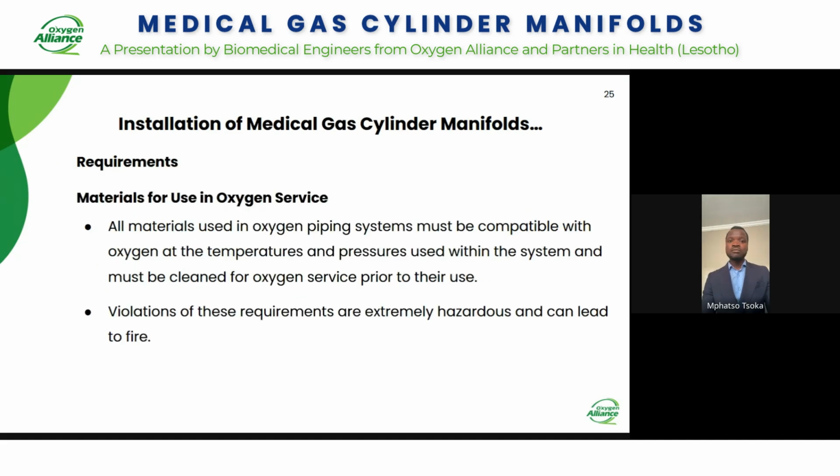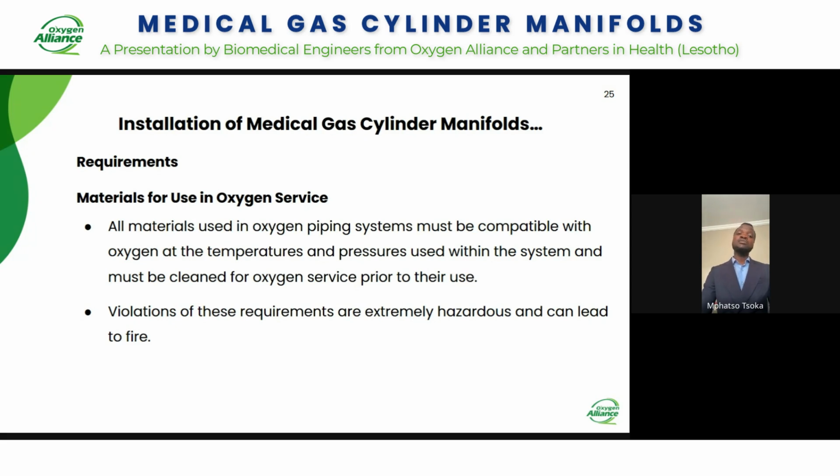So the materials that are used in an oxygen pipeline system must be compatible, like we've said. They must be compatible with oxygen at the temperatures and the pressures used within the system. They must be cleaned for oxygen services prior to their use. I know there are a lot of different environmental factors that are different from country to country and from place to place. All those things should be considered, whether it's the humidity, when you're choosing your materials, or any kind of material that you want to be using for oxygen work. They must be compatible, they must be clean for oxygen, and also fire resistant, taking care of all those factors when you're designing, and also when you're installing that pipeline.